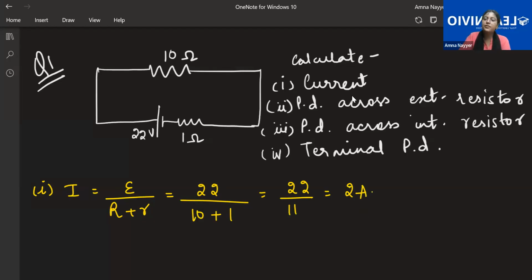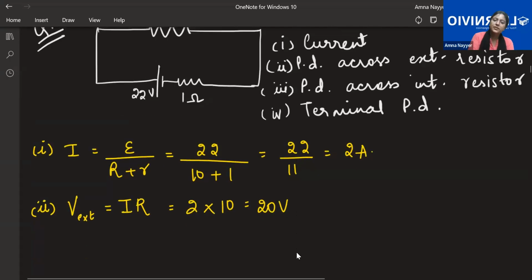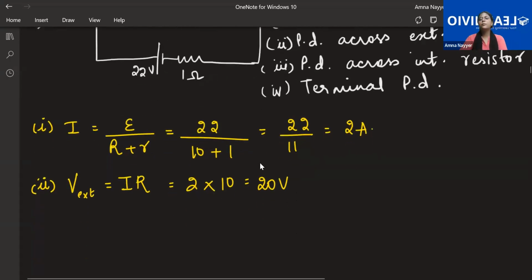The second part says potential difference across the external resistor, that is your terminal potential difference. So the potential difference across the external one will be current into the external resistance. Current is 2, into external resistance 10, that is 20 volts. This is your terminal potential difference. We'll calculate it in the fourth part, and it will come out the same.